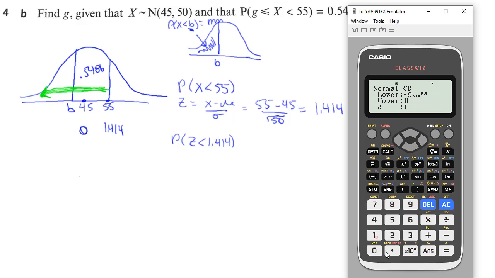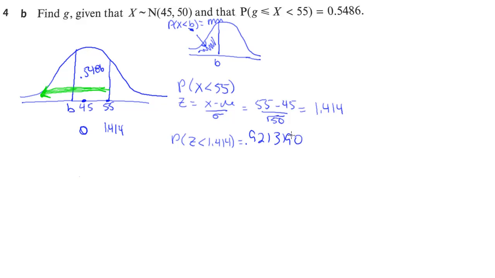I'm going to figure that out by doing normal CD. I'm going to put in my 1.414, and I find out that the area to the left of it is 0.9213. Now, in order to find the area that's to the left of B, I'm going to take 0.9213 and subtract 0.5486, because that's not part of what I'm looking for.